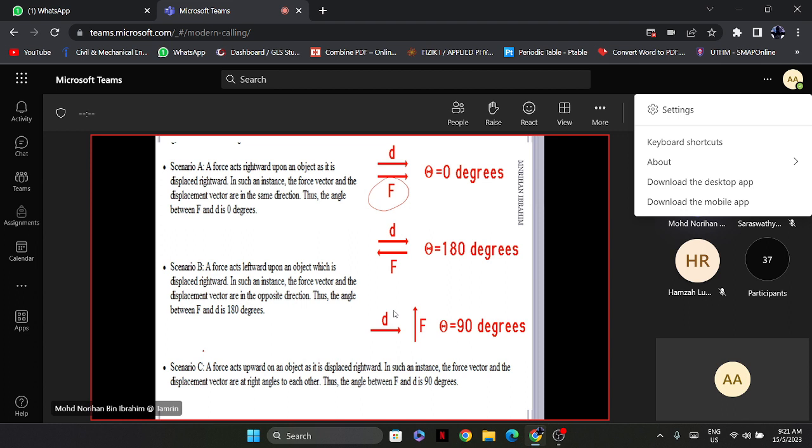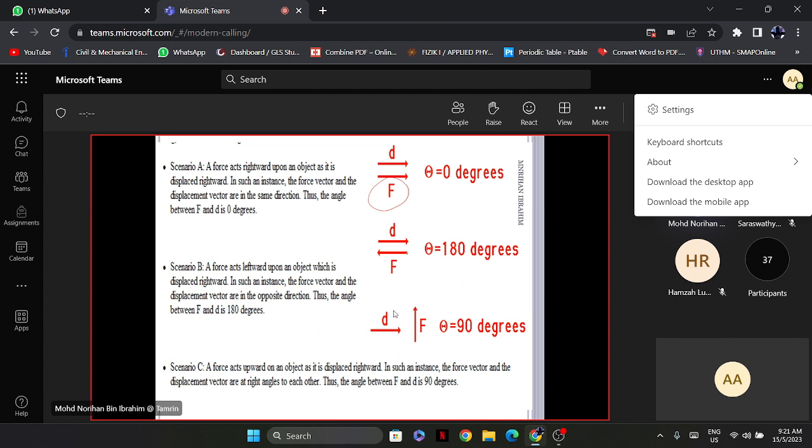Let's have a look at this scenario B. Scenario B, a force acts leftward upon an object which is displaced rightward. In such an instant, the force vector and displacement vector are in the opposite direction. Thus, the angle between F and D is equal to 180 degree. So we look at these illustrations. F represents the force vector, which is directed to the leftward, and D represents the displacement vector, which is directed to the rightward.